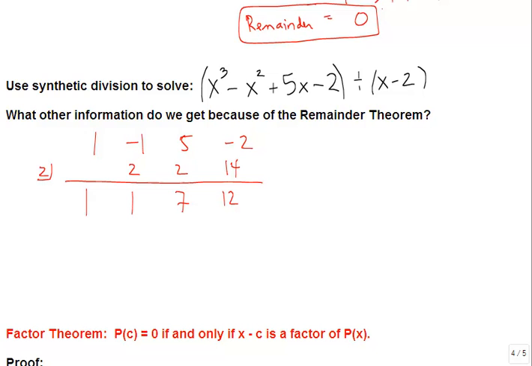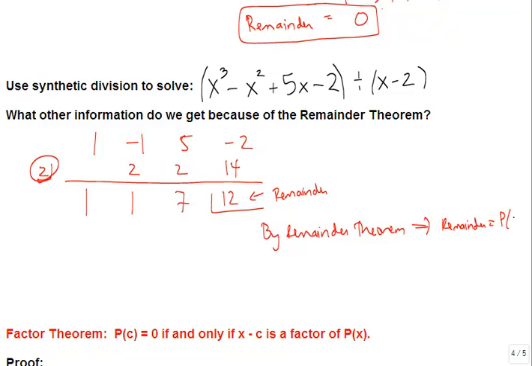What information do we get as a result of this? Well, we know that this here is our remainder, and by the remainder theorem, the remainder is supposed to equal your polynomial with this number here, 2, plugged in. So since I did my long division and I found out that my remainder was 12, then that means the value of this polynomial up here with 2 plugged in has to equal 12.